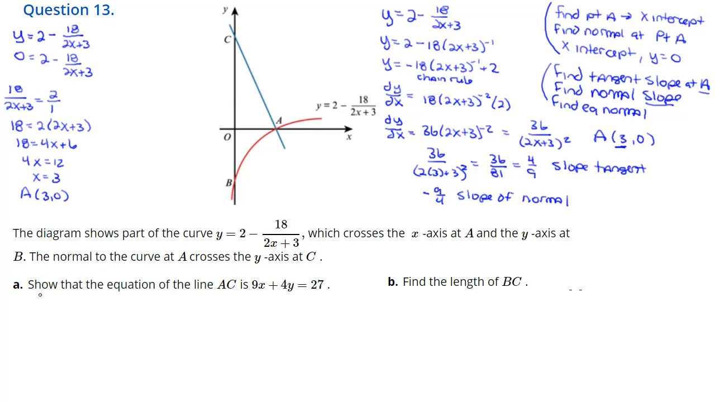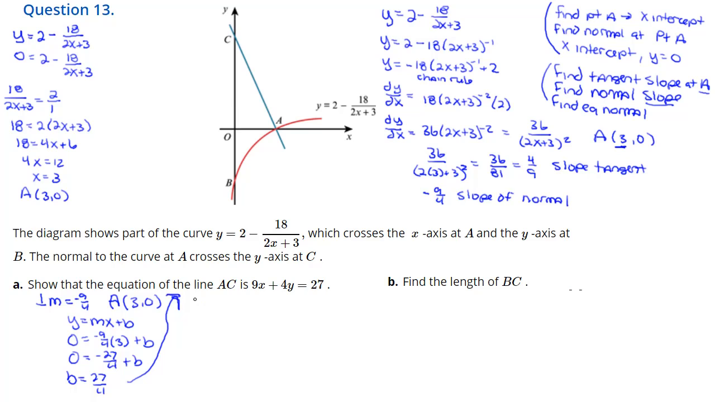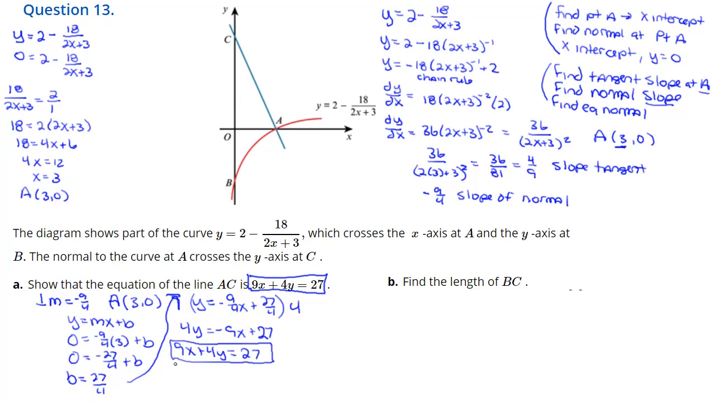So now I've got a slope for the perpendicular line, and I've got a point, (3, 0), so I can go ahead and write my equation. I'm going to plug the x and the y value into y equals mx plus b, and I'm going to find out that the y-intercept is going to be 27 over 4. And so that gives me the equation of y equals -9/4 x plus 27/4. If I multiply everything times 4, I'm going to get 4y equals -9x plus 27, which I can make look like theirs, and I've proved that that's it.